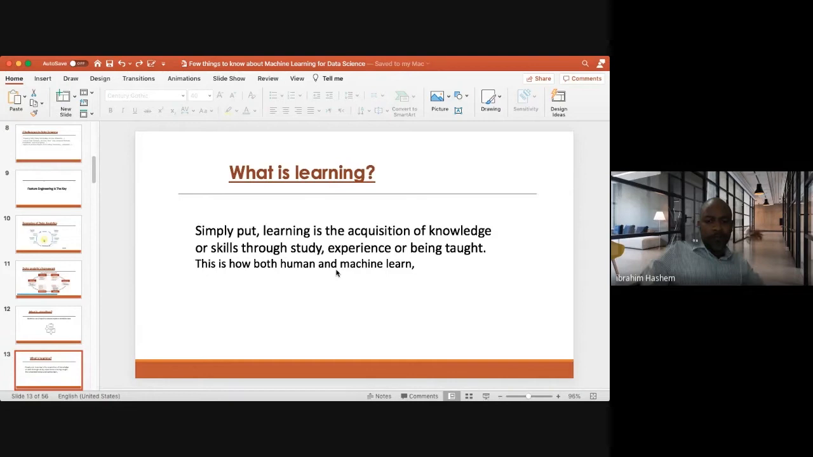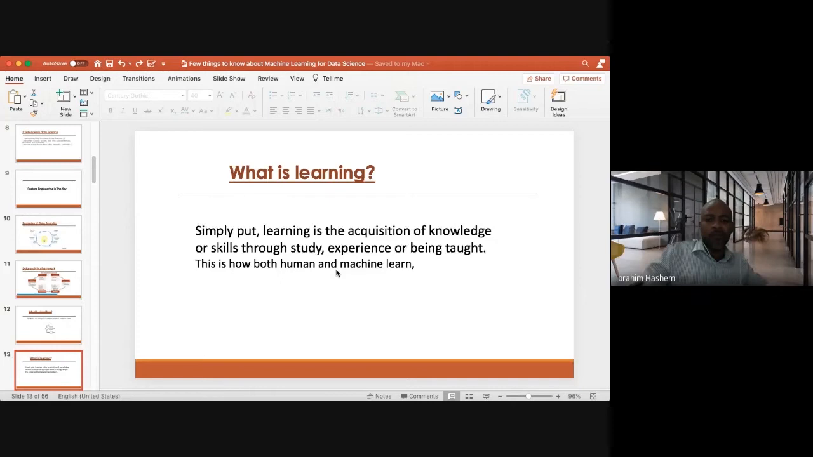So then, learning. Now we are moving into machine learning. We'll start with learning. Learning is an acquisition of knowledge or skills through study, experience, or being taught by someone. This is what we know about learning. As humans, we learn through knowledge that is transferred to us, or skills that we possess, or the experience or being taught by someone. The same thing, a machine also learns through experience. By giving the machine some examples, the machine will use those examples to learn from them and use that to provide the right answer to questions that are being asked.